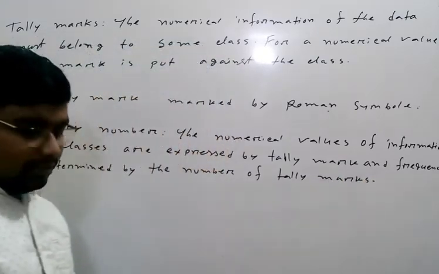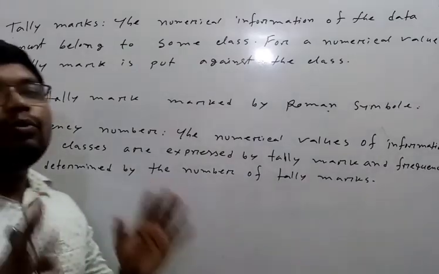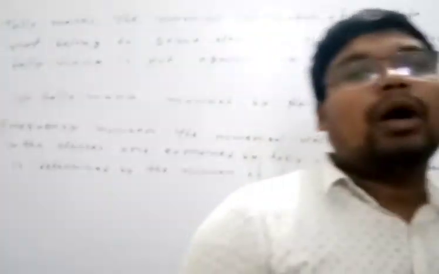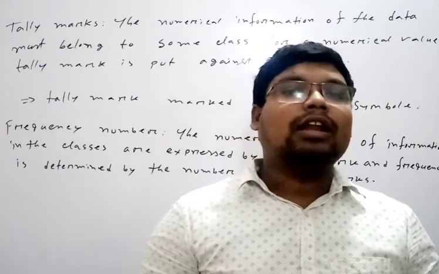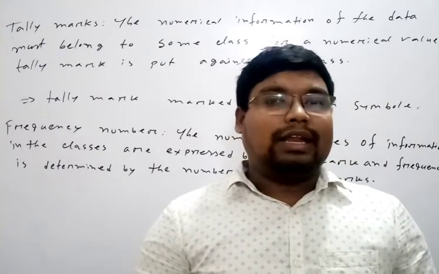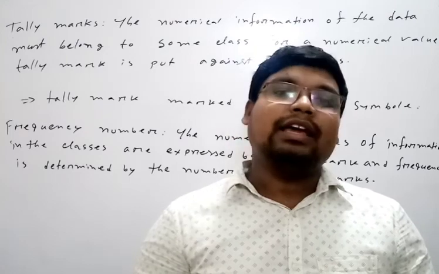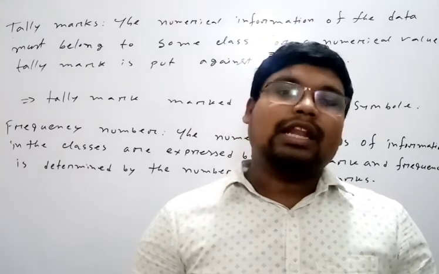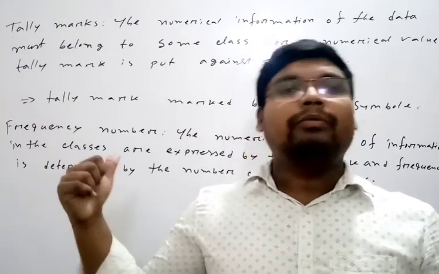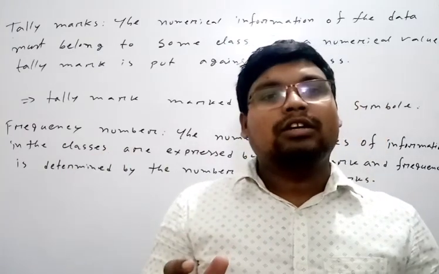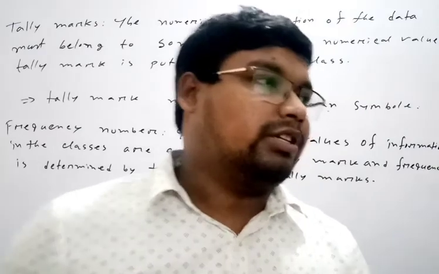Understand? Look at me, my students. Suppose a group of items or data is situated in a particular class and you mark it by tally marks. And the number of tally marks is called frequency number. This is the simplest definition. Understand? All my students.